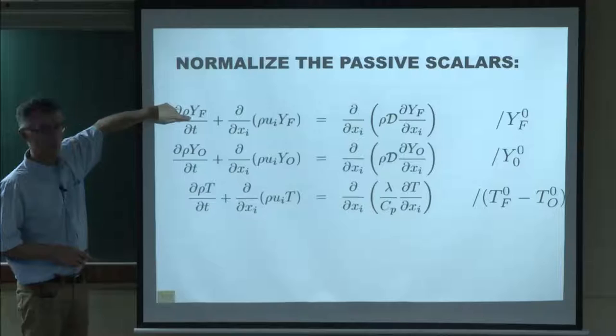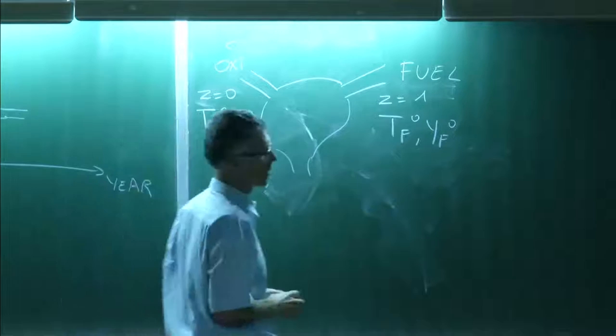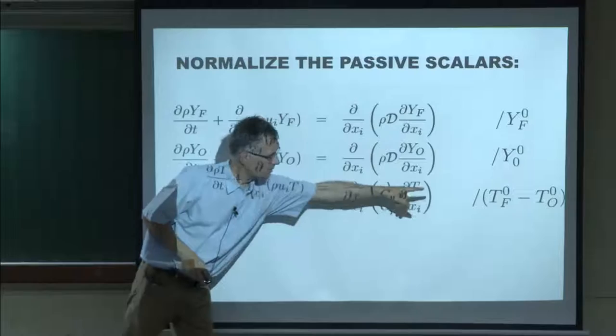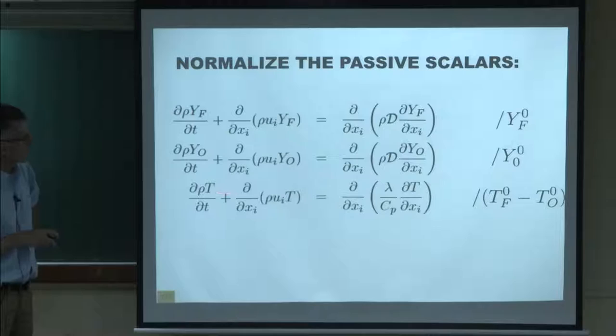we divide the first equation by the inlet fuel mass fraction, the fuel mass fraction here. We divide the oxidizer equation by the inlet oxidizer mass fraction. And we divide T by the difference of temperatures between the two streams. And then when you do that, you end up with the same equation. I mean, we will have an equation for YF over YF0, YO over YO0, and the normalized temperature. And these things actually all have the same equations.